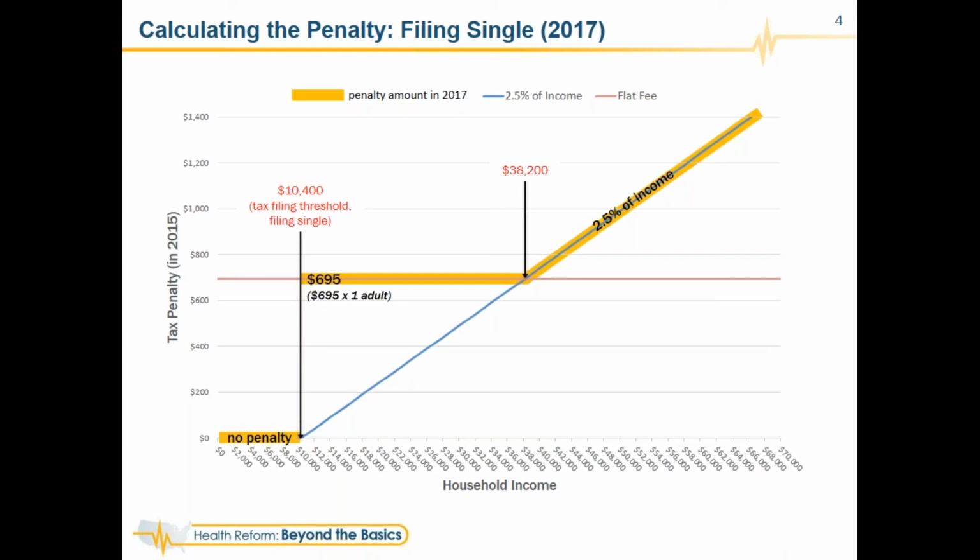And then, since we're looking at the greater of one of these two things, at that point the greater of is going to be the 2.5% of income above the filing threshold. So you can see that, again, the amount that someone would pay in penalty increases.